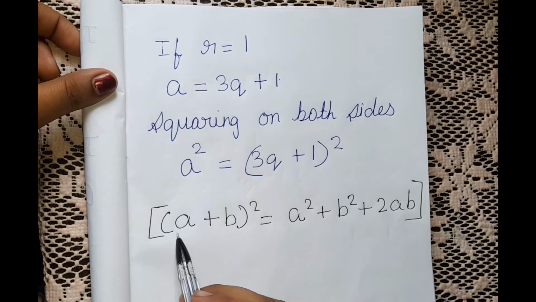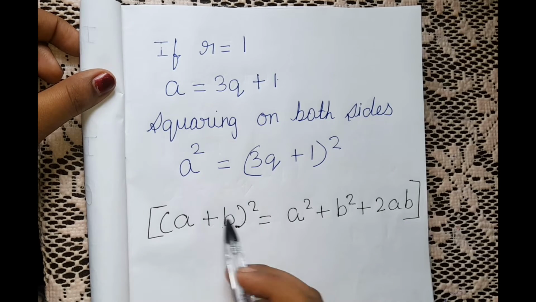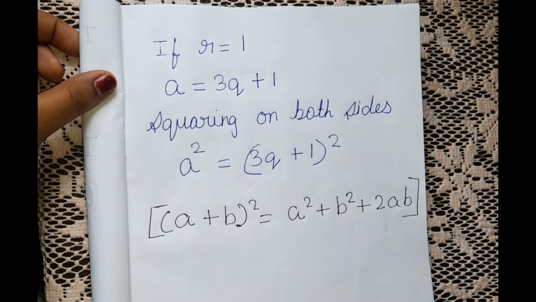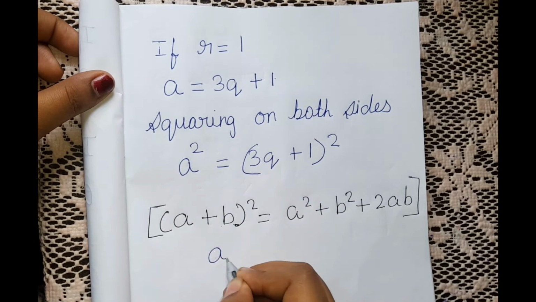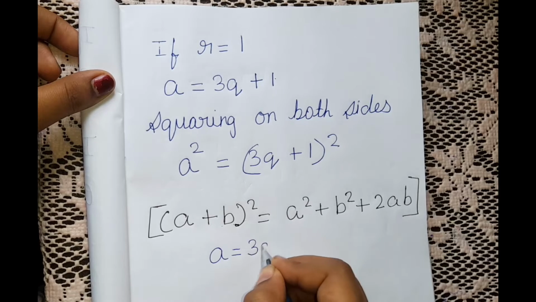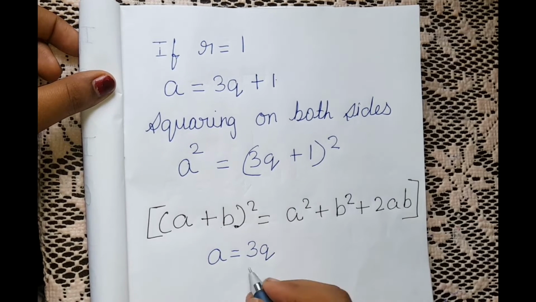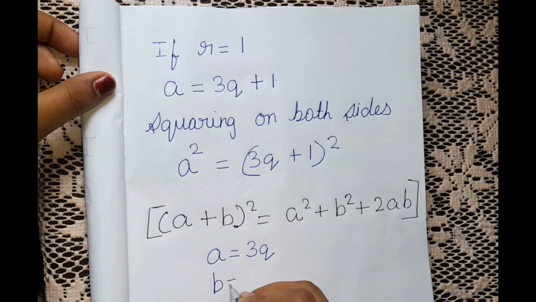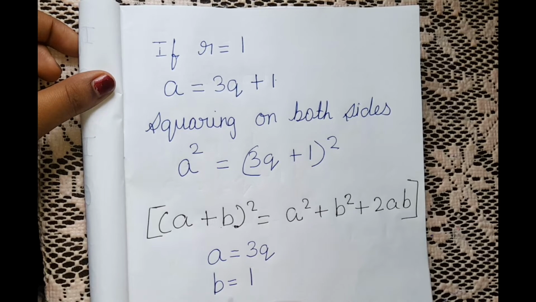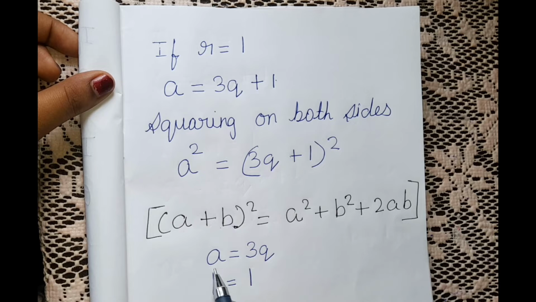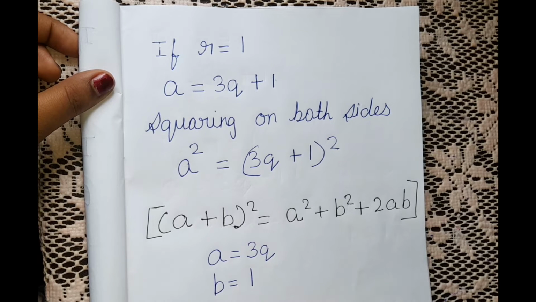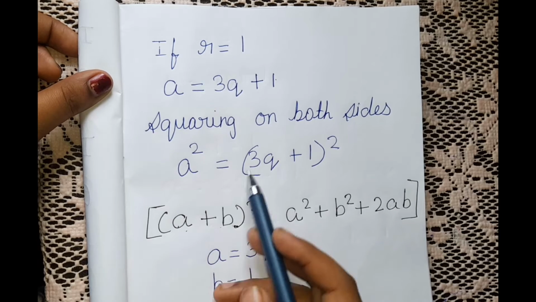Okay, so this is the formula. Because here a plus b the whole square is similar to 3q plus 1 the whole square. So in this formula we are going to be taking a is equal to 3q. This is for your understanding. I am writing this, this is not an answer. Instead of b I am going to be taking 1. Why am I taking 3q in place of a? That's because here in a place it is 3q.